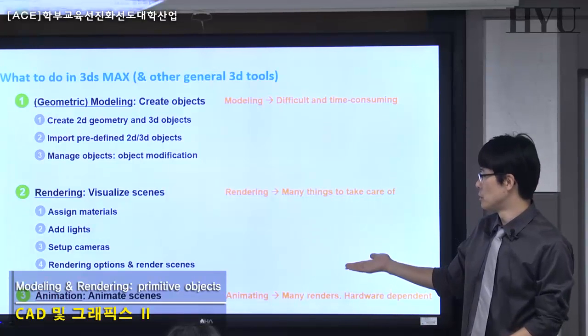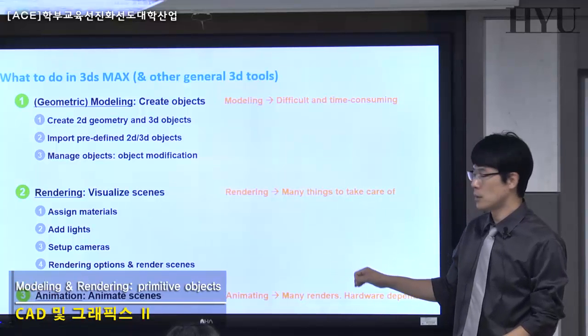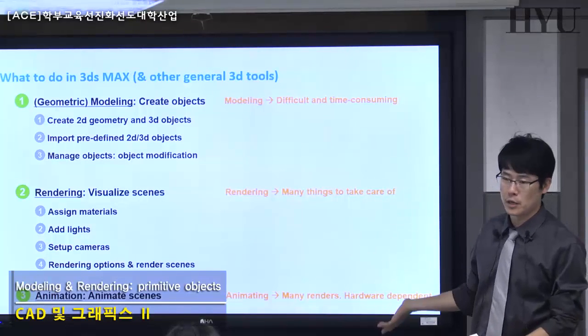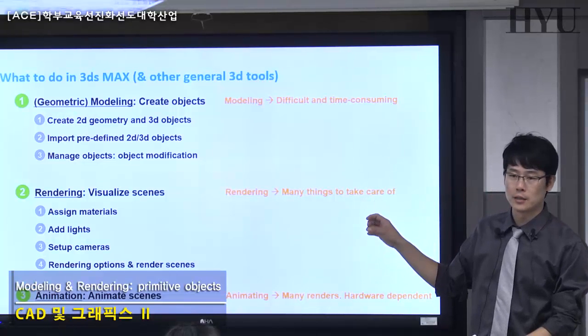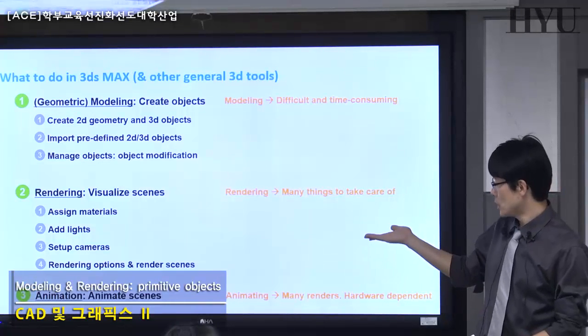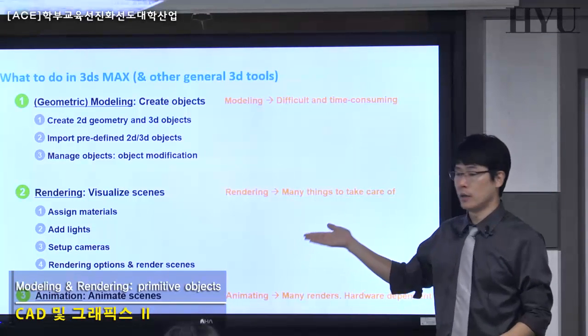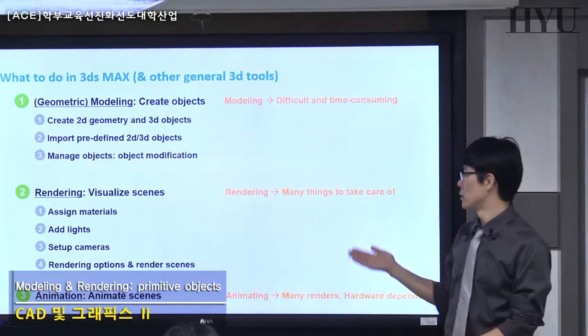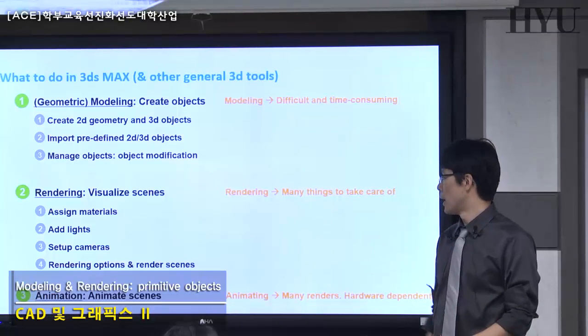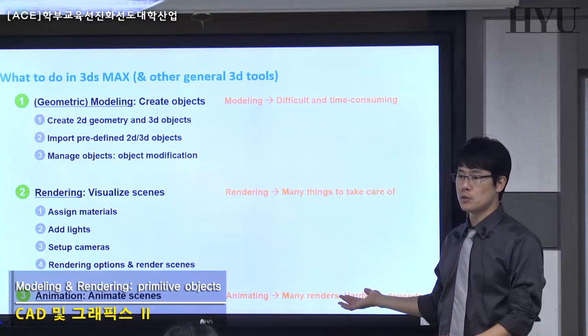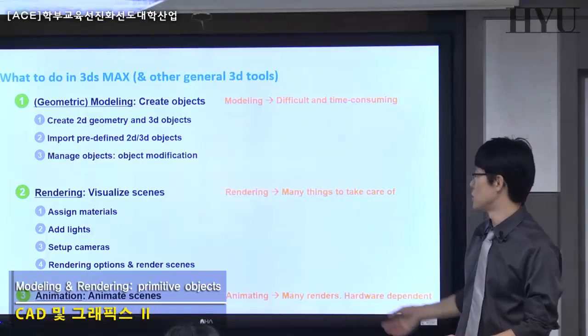representation. For rendering, assign materials and add lights, artificial lights. Last week we learned how to install skylight and sun. Today's topic is artificial lighting, okay? And set up cameras. You're controlling views and the amount of render options so that you can generate your own pictures.